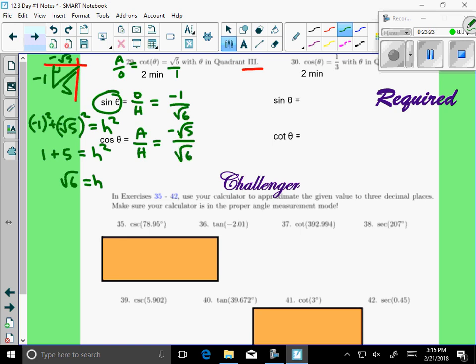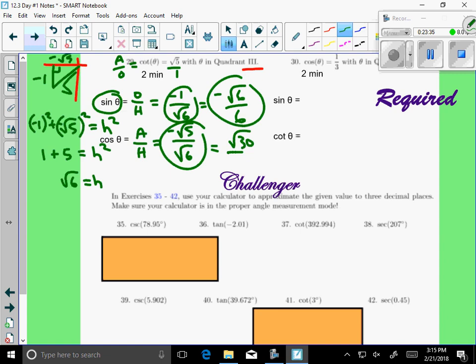Okay. These would be very, very acceptable answers. They'd be good. They'd get you 100%. If you wanted to do this, that's always acceptable as well. Likewise, this would be square root of 30 over 6. Make sure that negative comes along with it.